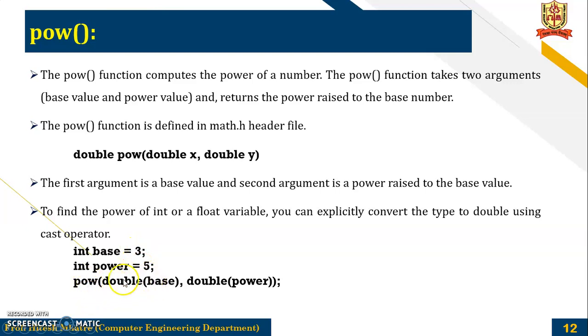Since pow works with type double, you have to convert this integer value into double. That's why this is typecasting. So double base, double power. It is 3 to the power 5, and that value will be returned by your pow function.